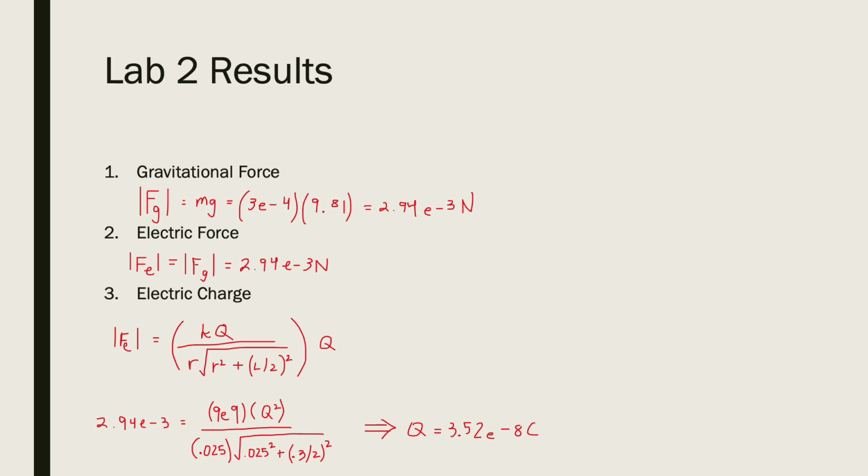Finally, we can calculate the charge of the top tape using the equation for calculating the force exerted by the bottom tape on the top tape. Here we use the E field of a rod since we are modeling the tapes as a line of charges, which is a characteristic of a charged rod. From rearranging the equation, we can solve for Q, which is 3.52 times 10 to the negative 8 coulombs.